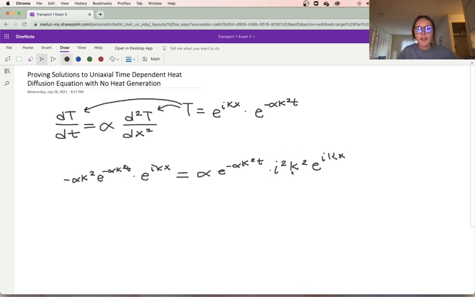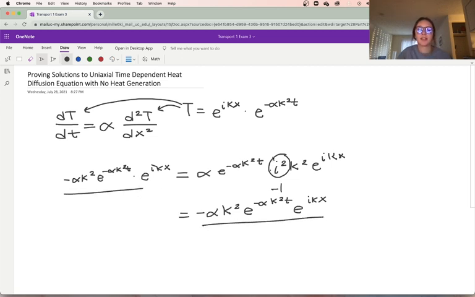And so this i squared, we've seen it before in various math classes, and this is the imaginary number squared, and what that actually is is negative 1. And so if we rewrite this a little bit, we will see that it equals negative alpha k squared, just bringing that over here, times e^(-αk²t) times e^(ikx). And if you notice, that is the exact same thing that we have over here, and since they are equal, that means that this is a good solution.